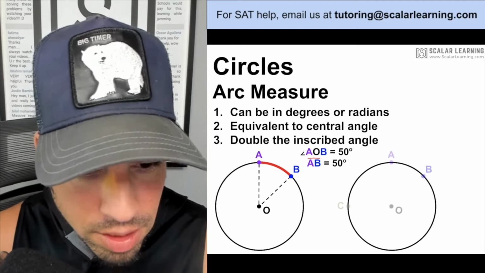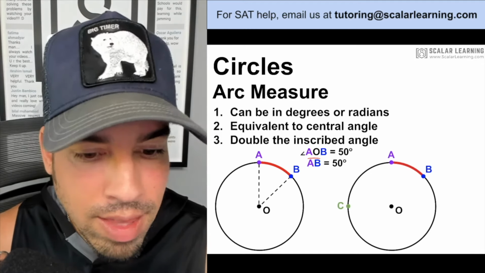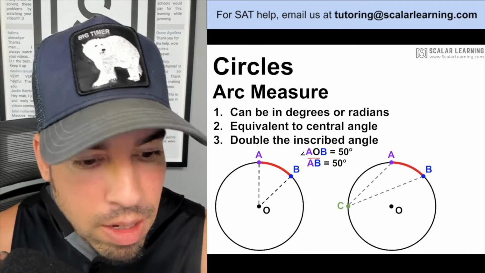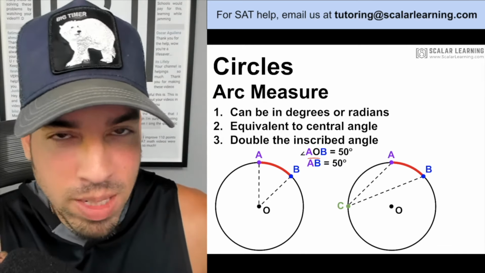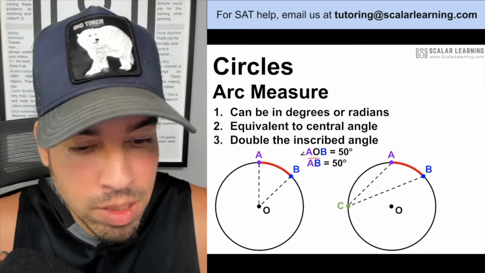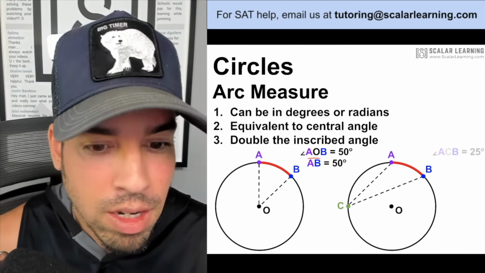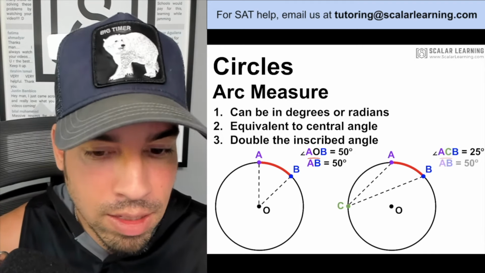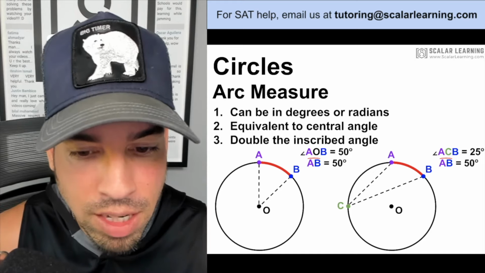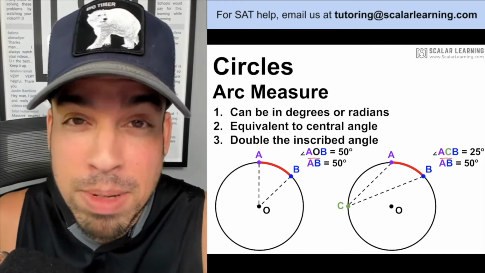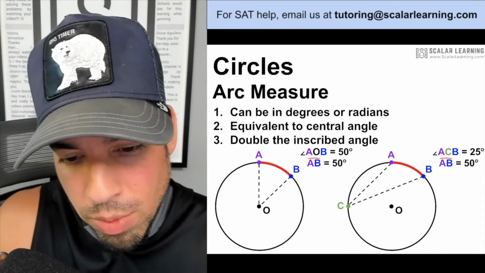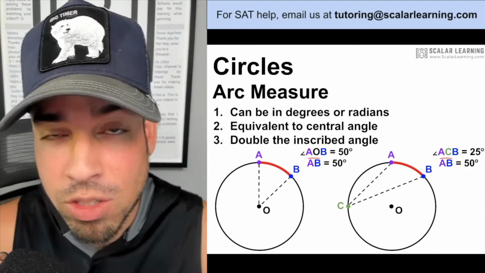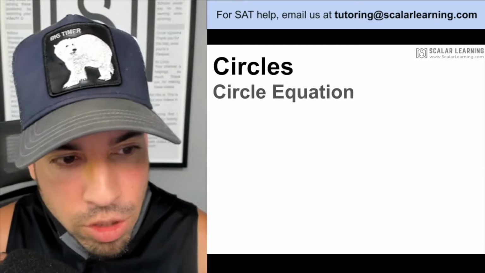Now in this second circle, we're going to have that same arc measure AB, but now we're coming from C. This is an inscribed angle because it's coming from the actual circle, not from the center. So in this case, if we have the same arc measure of 50, that angle ACB is going to be half of the arc measure. So it's going to be 25 degrees, or the other way to think about it, arc measure is double that inscribed angle.